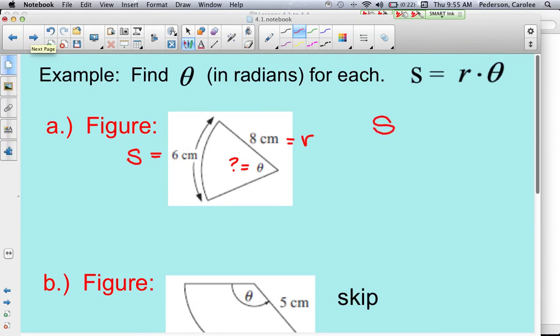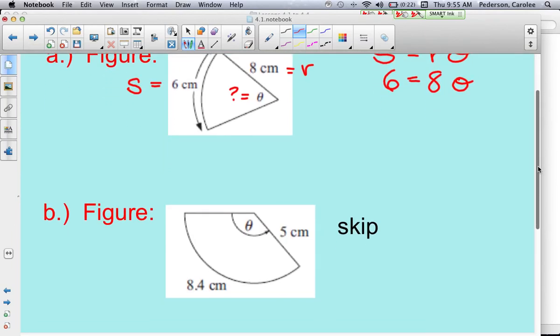So let's substitute it in. What's going to go in for S? 6. What's going to go in for R? 8. What's going in for theta? Unknown. So what's the next step? Divide by 8. So 6 divided by 8, or theta equals 3/4 a radian. So 0.75 radians.